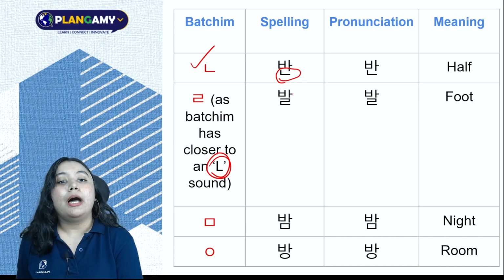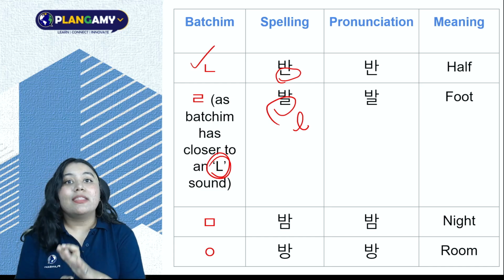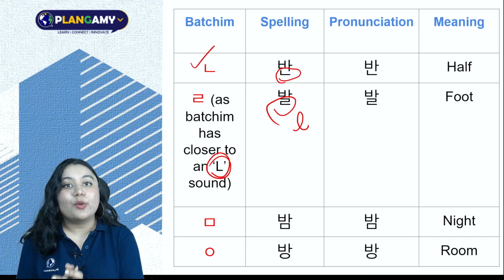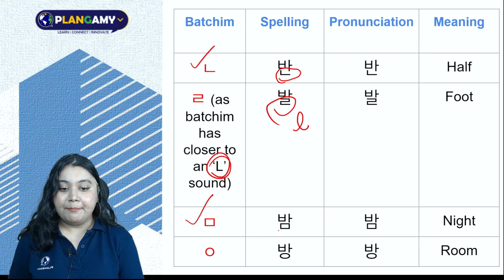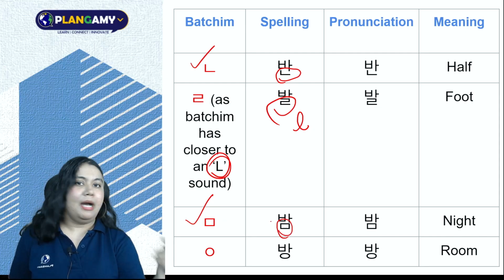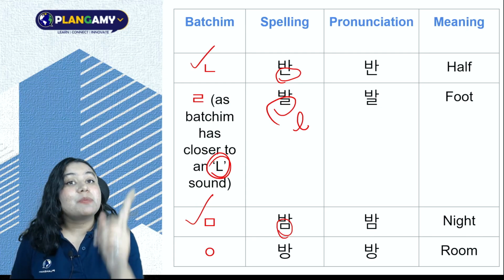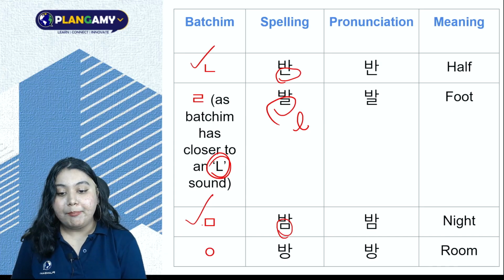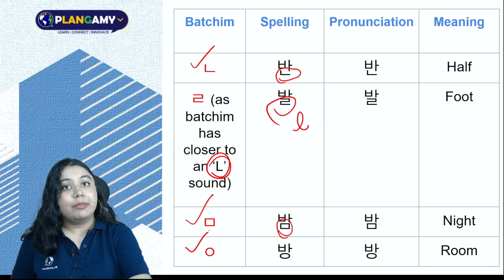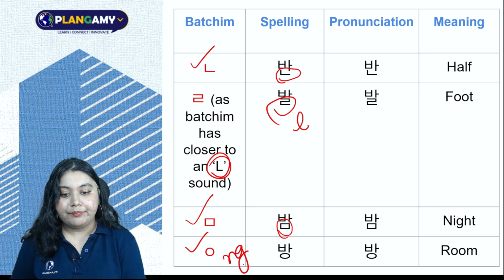For example, I have bha and then the RL consonant. So here L sound. Bhar. When RL is my bhachim, the sound is closer to an L. Okay. Now M, there is no change. Bham, M remains M. Now this consonant we have already learned. When it's preceding a vowel, it won't be making any sound. But when appearing as bhachim, when it's placed beneath or following a vowel, the sound is ng. Bhang.